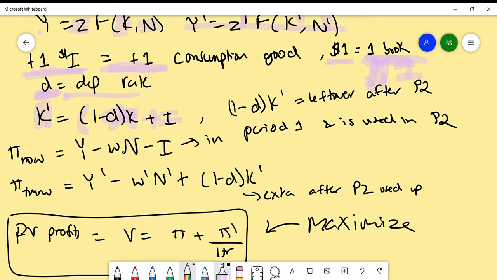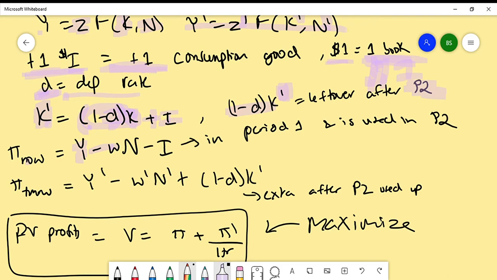So here, the 1 minus d times k is what's left over at the end of the first period of the machine. And then 1 minus d times k apostrophe is what is left over after the second period, because with the apostrophe it's after period 2, so at the end of the entire life, I guess. So the present profit is equal to the income that you make, minus the wage times the number of hours, the labor that you have, minus any investment that you do.